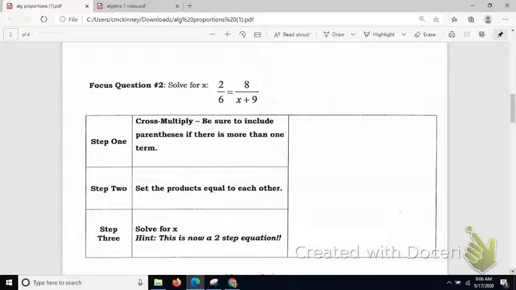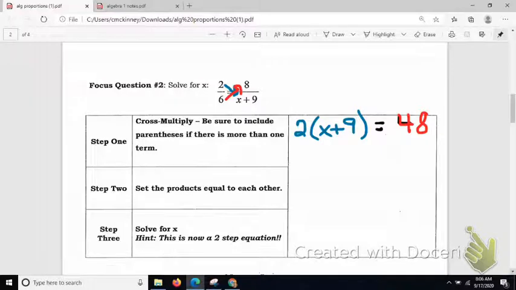Things got a little harder now. Now, it's not just an x down there. We're still going to do our cross products though. So 2 times the x plus 9. Now it's not just 2 times x, it's 2 times that entire denominator. And then when we go the other way, then I'm doing 6 times 8. And I'll just put that in red so that you see where that's coming from.